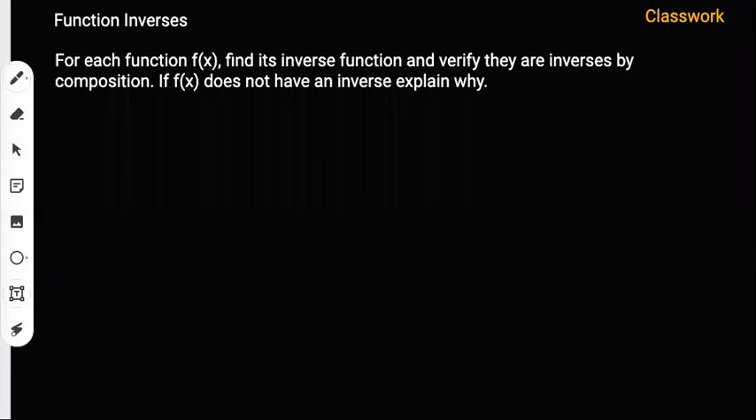All right, we are doing function inverses today, and we are going to be doing the classwork. Now, for each function f of x that I give you, we're going to be finding its inverse function, and then we're going to verify that they actually are inverses by doing function composition. If for some reason f of x does not have an inverse, we need to explain why it doesn't. So let's work on number one.